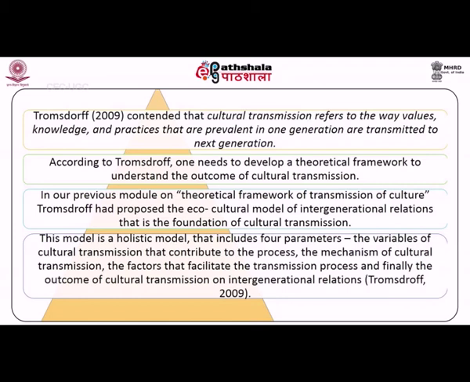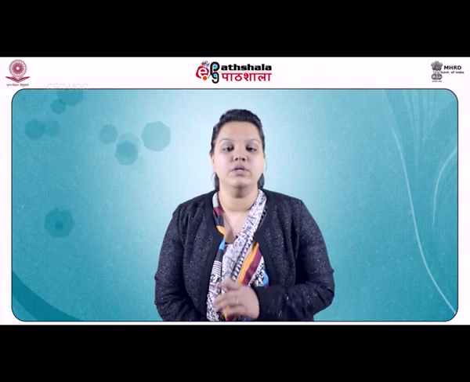This model is a holistic model that includes four parameters: the variables of cultural transmission that contribute to the process, the mechanism of cultural transmission, the factors that facilitate the transmission process, and finally, the outcome of cultural transmission on intergenerational relations. Thus, we initiate our discussion by introducing the variables involved in the process of intergenerational cultural transmission.